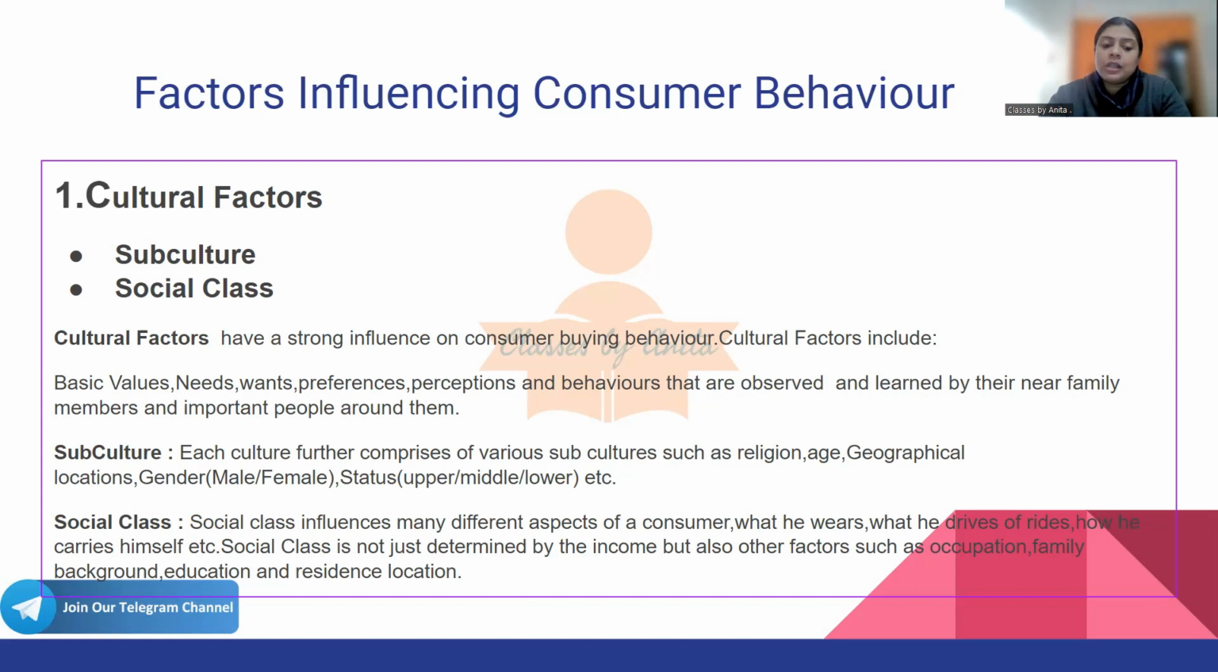Next is social class. Social class influences many different aspects of a consumer: what he wears, what he drives, how he carries himself. Social class is not just determined by income but also by other factors such as occupation, family background, education, and residence location. So social class is influenced by your occupation, family background, education, and where you live. Accordingly, your behavior changes. By understanding all these things, a marketer can make a product as per the normal category, premium category, and super premium category. So all these factors help the marketer cater to the market in a better way.